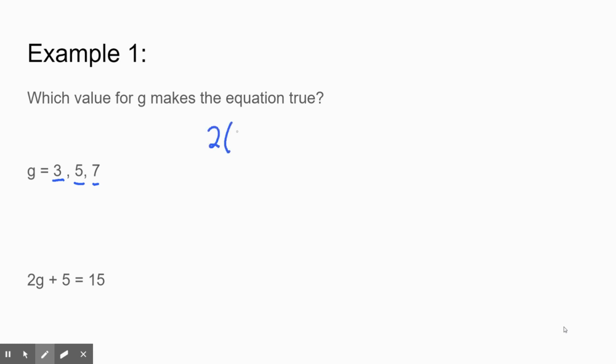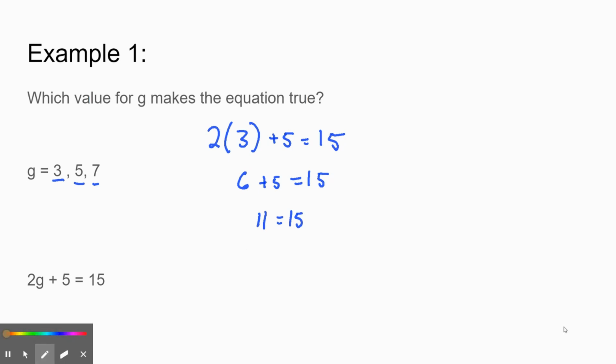So let's start with the 3. 2 times 3 plus 5 is equal to 15. Is it actually equal to 15? Let's find out. 2 times 3 is 6. We'll rewrite our expression. 6 plus 5 is 11. Last time I checked, 15 does not equal 11. So 3 cannot be our answer, and we can just cross it out.